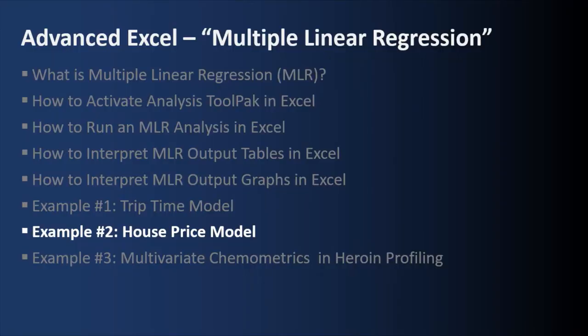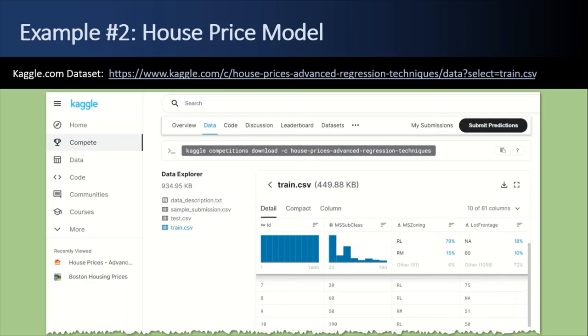Next up, example number 2, a house price model. For example number 2, the house price model, I found a data set on Kaggle.com. The URL is right here, and it's too big to state out loud. So I'll copy paste this into the description down below in the YouTube video, and you'll have to expand to see more, and then you'll see the link and you'll be able to click it.